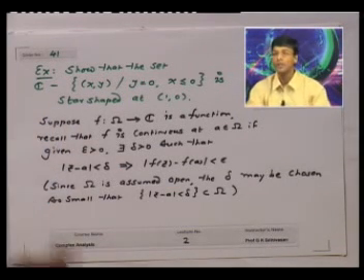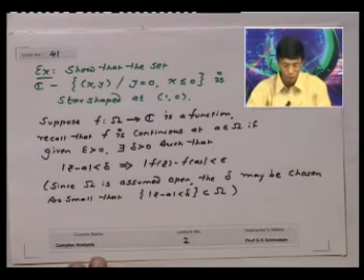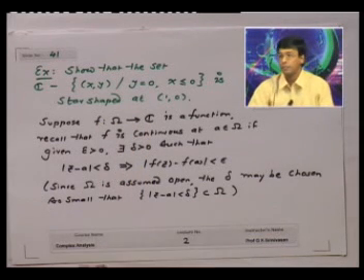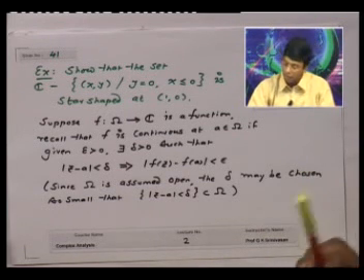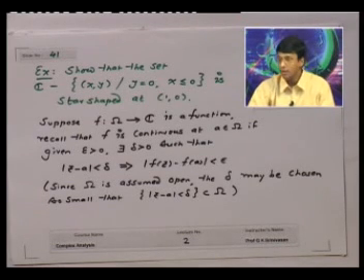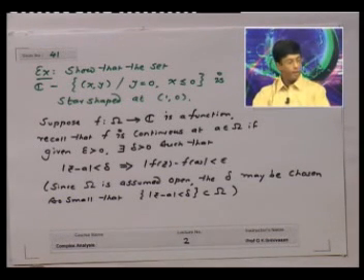Now, what is the definition of a continuous function? Suppose you have a domain omega and you are given a function f from omega to C. When do you say that this function is continuous? Usual epsilon delta definition. Given any epsilon greater than 0, there is a delta greater than 0 such that mod z minus a less than delta implies mod f(z) minus f(a) less than epsilon.